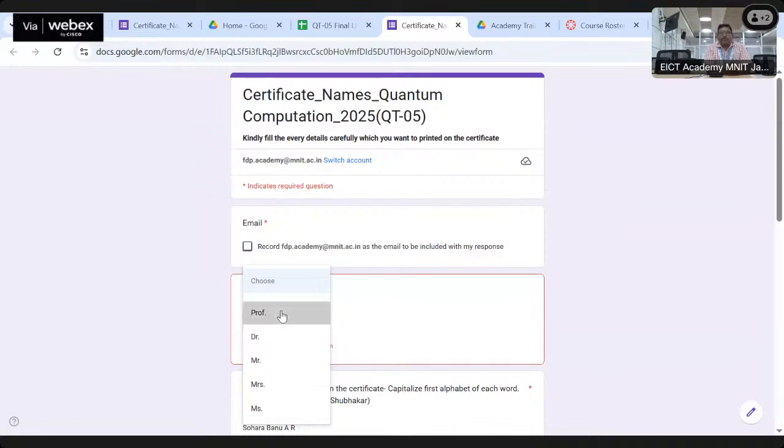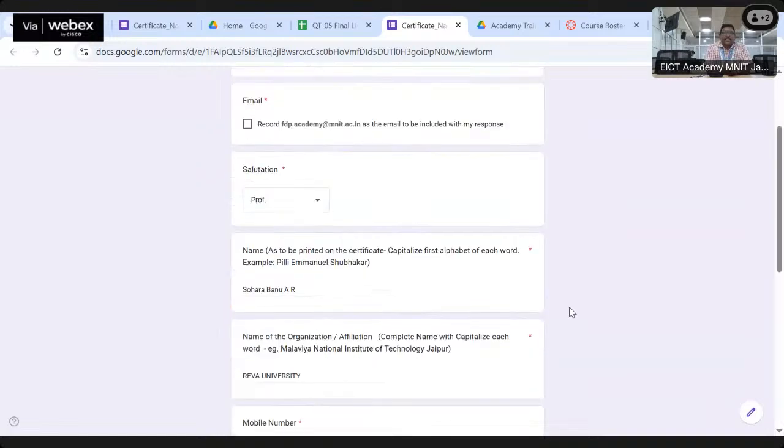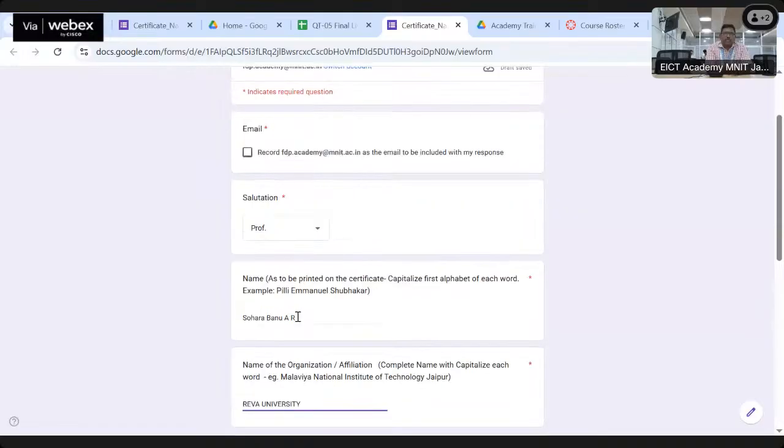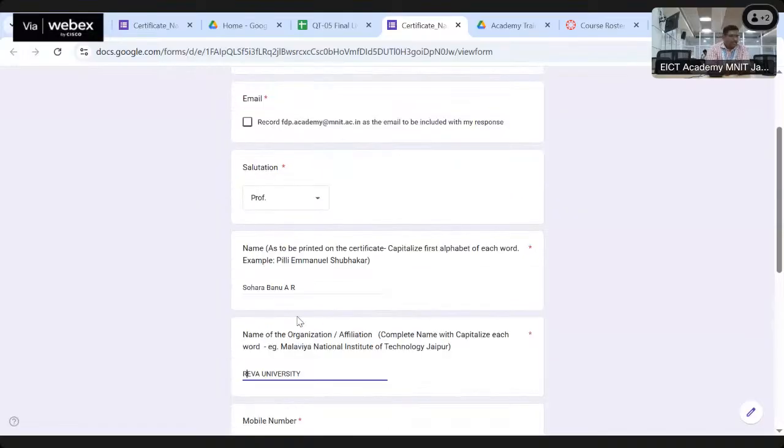Right? Most of you are able to see this, right? And then you have to fill the name correctly. The example is there. My name is given as an example. It will be pre-filled actually. The Google form will be pre-filled for you. And like REVA University, you want R capital or REVA capital and U capital in University, you can make those changes, right? So this is something which you can do.